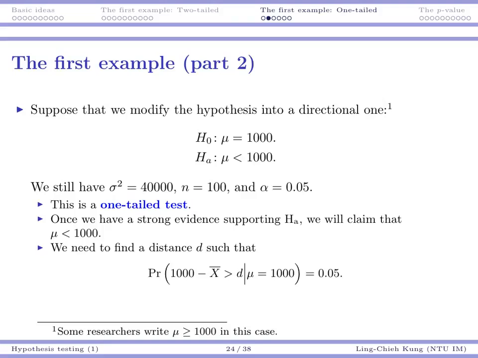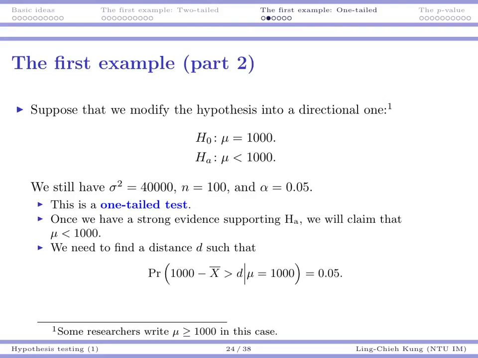So all we want to know is whether we need to fix the problem that there are bags of candies that are systematically too light. Suppose that we modify the hypothesis into a directional one. We want to know whether mu is too small. If we have evidence showing that mu is too small, shut down the machine and do something. If we have evidence showing that mu is too large, do nothing. In that case, let's set mu less than 1000 in our alternative hypothesis.